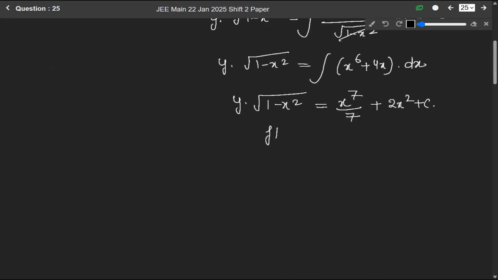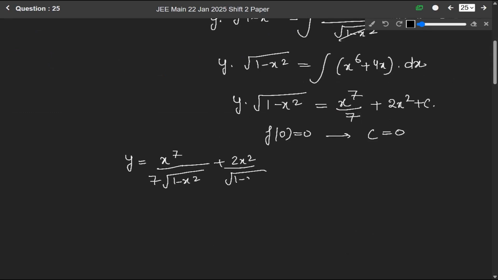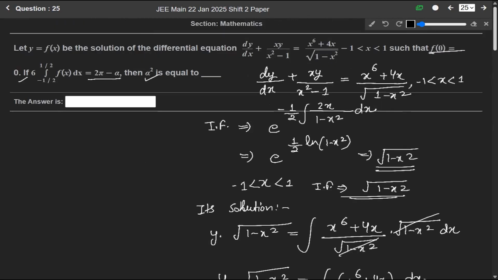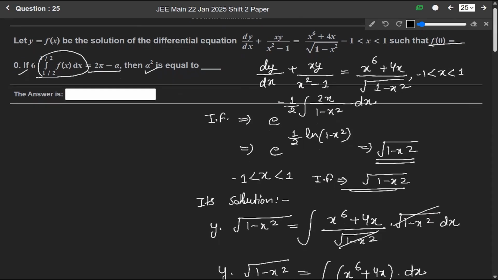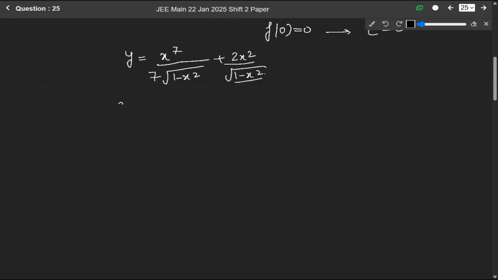So if we put f(0) equals 0, this implies that c is equal to 0. So y will be equal to x^7 over 7 under root of 1 minus x square plus 2x square over under root of 1 minus x square. Okay. So now we have to find 6 into this much. Okay. So 6 into the integration from minus 1/2 to plus 1/2 of f(x) dx.